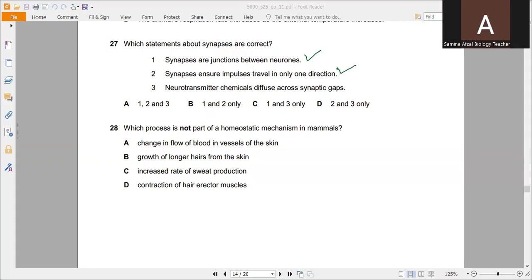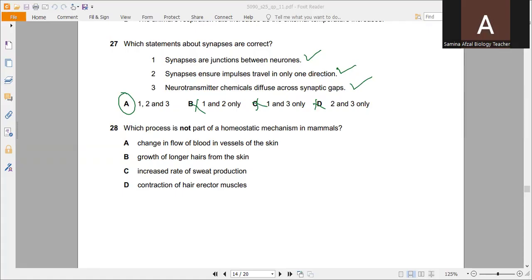This is also correct. Neurotransmitters, chemicals, diffuse across synaptic gaps. All these three statements are correct. So according to them, A is the correct option. So the next question is, which process is not part of homeostatic mechanism in mammals?